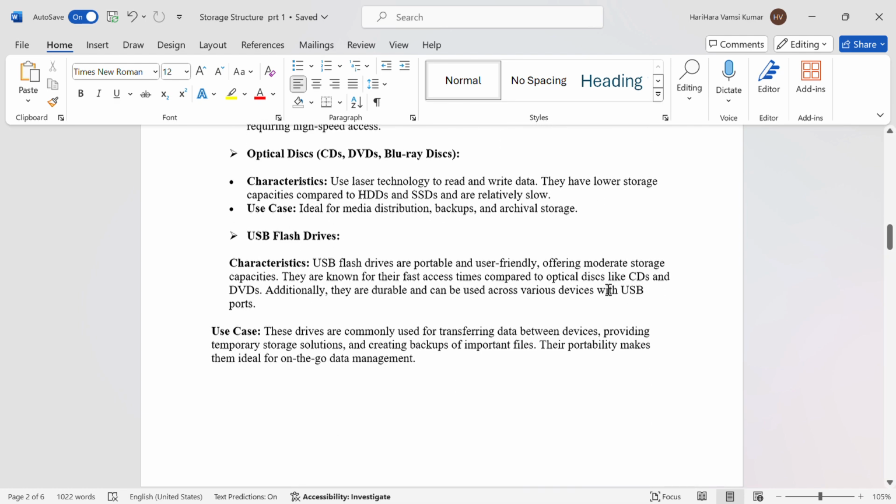USB flash drives. Characteristics: USB flash drives are portable and user friendly, offering moderate storage capacities. They are known for fast access times compared to optical discs like CDs and DVDs. Additionally, they are durable and can be used across various devices with USB ports. Use cases: these drives are commonly used for transferring data between devices, providing temporary storage solutions, and creating backups of important files. Their portability makes them ideal for on the go data management.